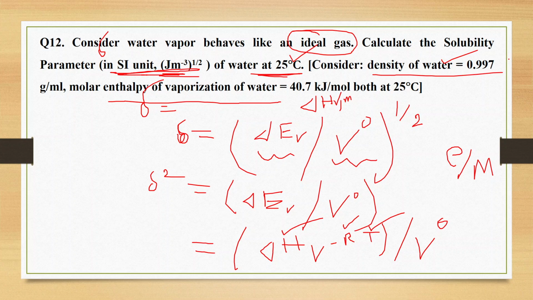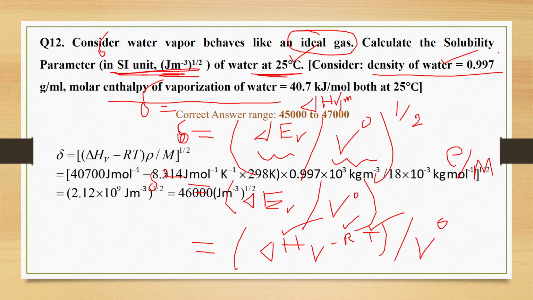Okay, so at least two values match. Let me show you the solution for this. The correct answer should be in the region of 45,000 to 47,000. How? Let me see it. So first of all, one second. Let me first move these things.